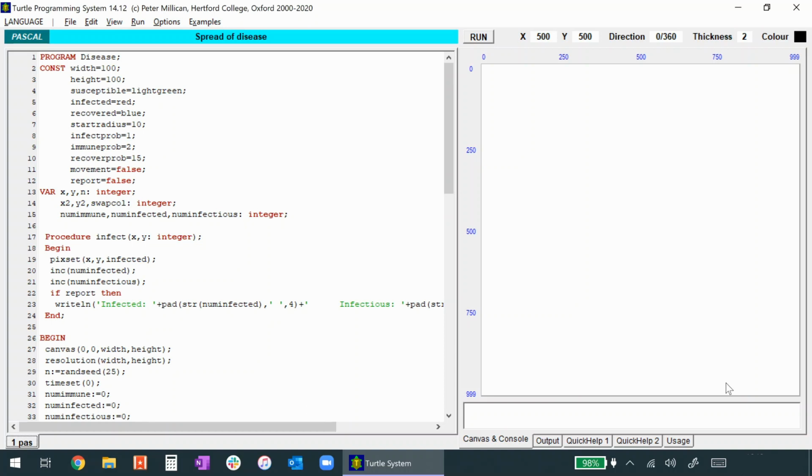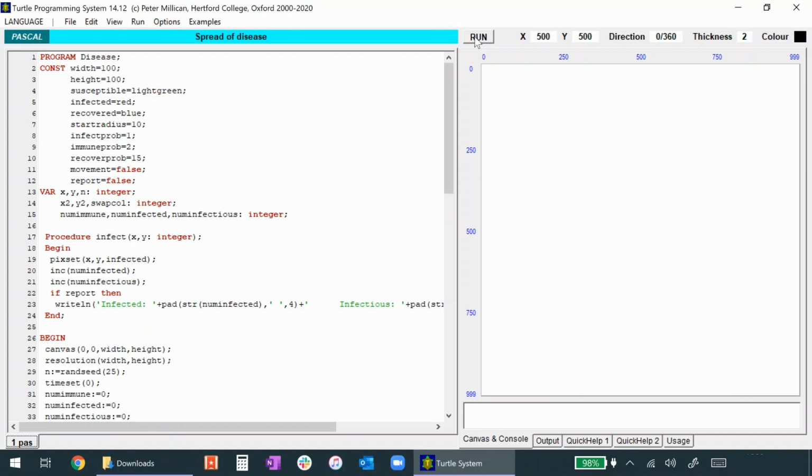And that immunity can either be something they already have before the disease starts to spread, or they become immune by getting infected but recovering. So we have susceptible, infected, or immune. And these three categories are represented in our 100 by 100 grid in three different colours. So if you're susceptible, you're coloured green. If you're infected, you're coloured red. And if you're immune, you're coloured blue.